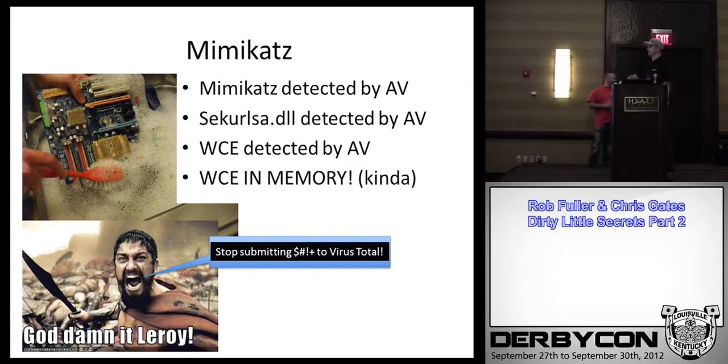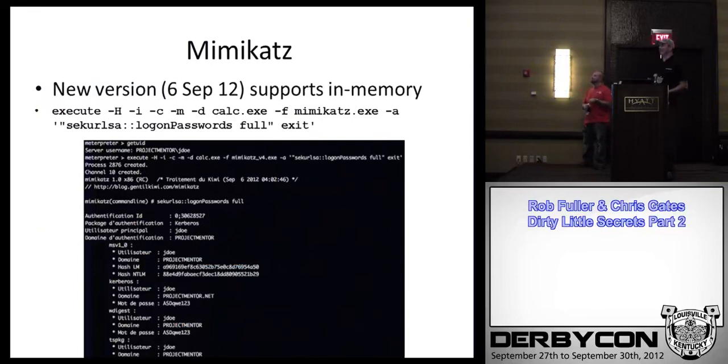All right, so WCE gets detected, SecURL gets detected, Mimikatz gets detected. WCE is in memory, kind of. Since September 6th this year, you can now fully support Mimikatz in memory, it does not write to disk. WCE does actually write a DLL that gets caught by AV. So just so you know, even if you use the Metasploit in memory stuff, it's still caught by AV, and Mimikatz is no longer. So you just run that stuff, and you can do it all in memory.